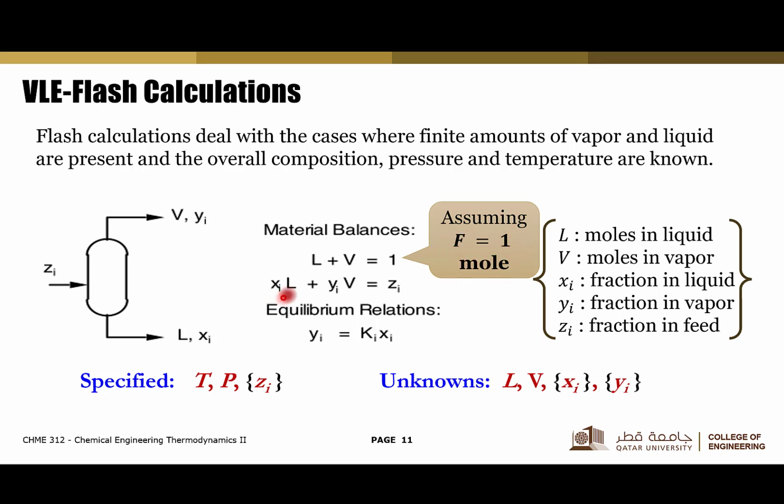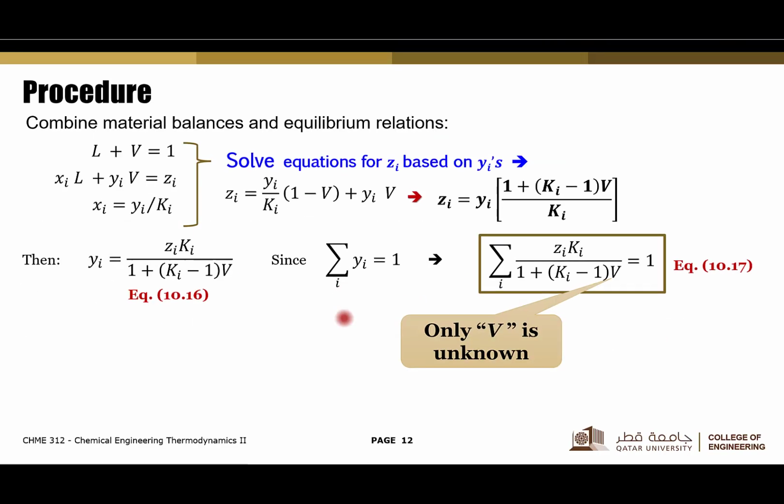Then we have composition of L plus composition of V should give me Z, which is the composition of the feed. Again, another balance on the amounts that we have. Equilibrium relations, we have Yi equals Ki Xi. You guys have already seen that one.